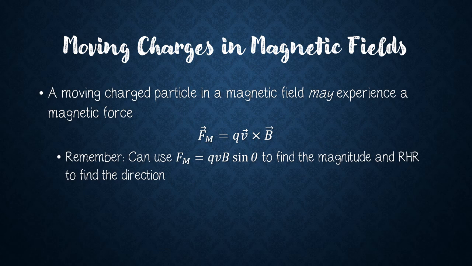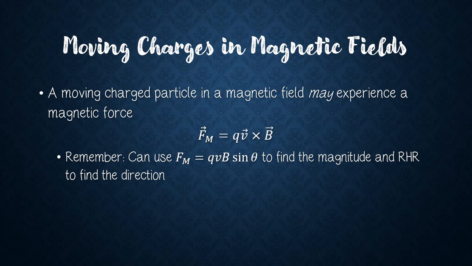Just a reminder, with a cross product, you can use the magnitude of one vector times the magnitude of the second vector times the sine of the angle between them to find the magnitude. So in this case, that would be qvB sine theta. Remember that theta is the angle between the velocity and magnetic field vectors. And then we can use the right-hand rule to find the direction.